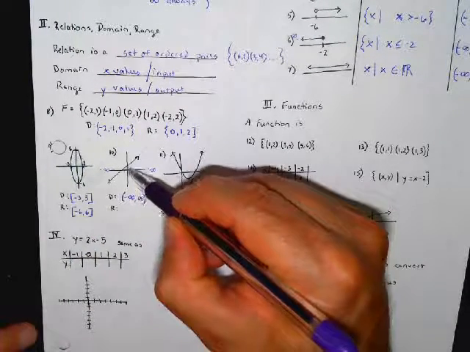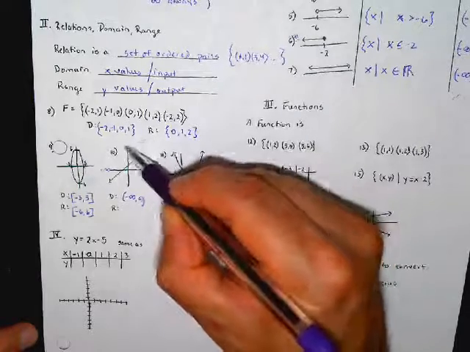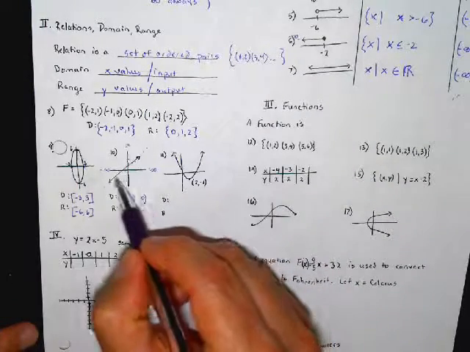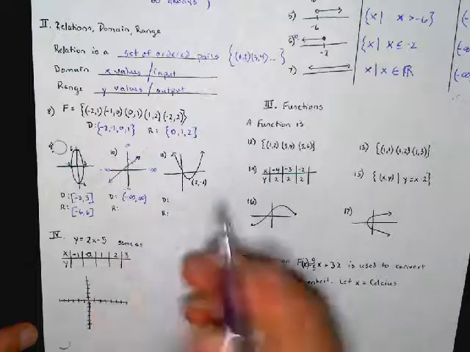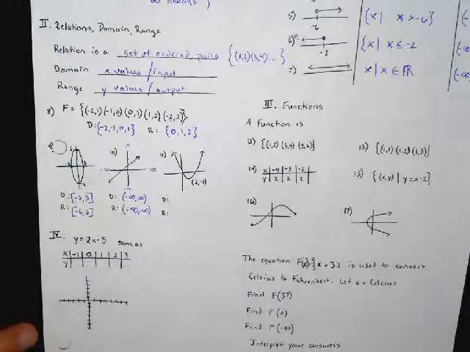The range, okay, so y values. These y's just keep increasing up to infinity. These y's keep decreasing all the way to negative infinity. So once again, negative infinity to positive infinity.